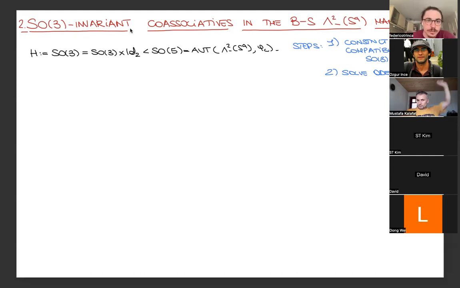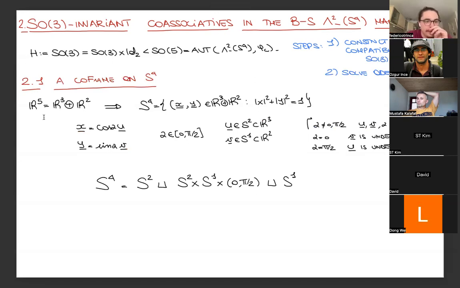So the idea is, we need to take a three-dimensional subgroup of the automorphism group, S5, and the one I'm picking is the one sitting inside of SO5 as SO3 times the identity. So if I see R5 as R3 plus R2, then I have SO3 acting on the first R3 and trivially on the R2 terms.